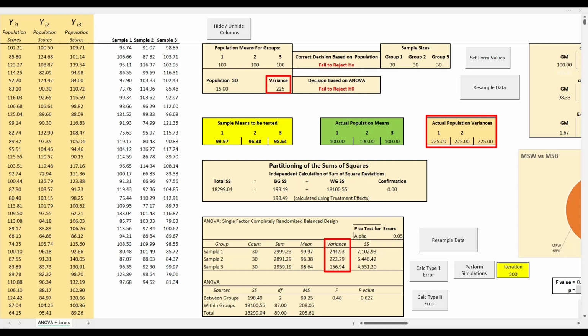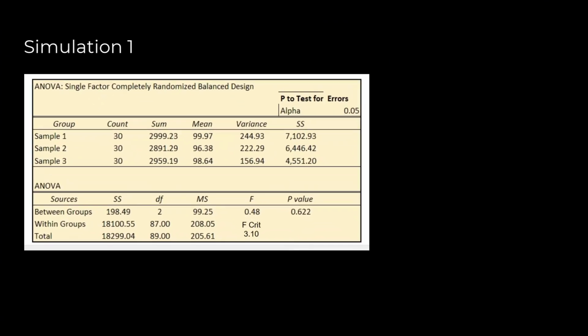Now we will examine the ANOVA summary table, which contains the results of the analysis of variance that was computed on our sample data. The first thing that we can confirm is that, as expected, the total sum of squares equals the sum of the within-group sum of squares and the between-group sum of squares. In our simulation, the within-group sum of squares is 18,100.55, and the between-group sum of squares is 198.49. The total sum of squares is therefore 18,299.04 as expected. Therefore, all the variability in the data is accounted for, either within groups or between them.